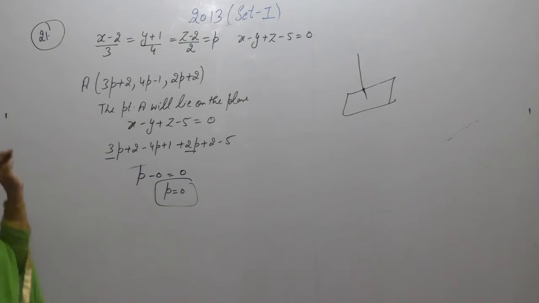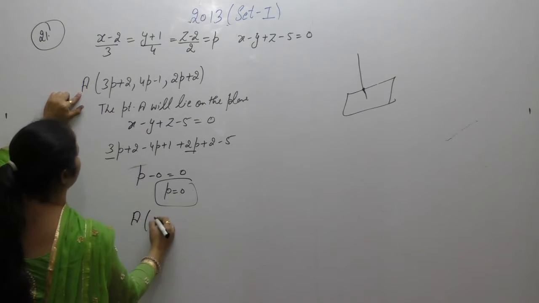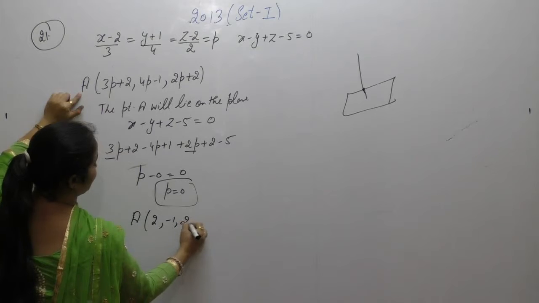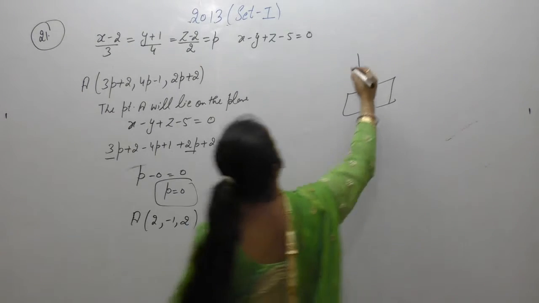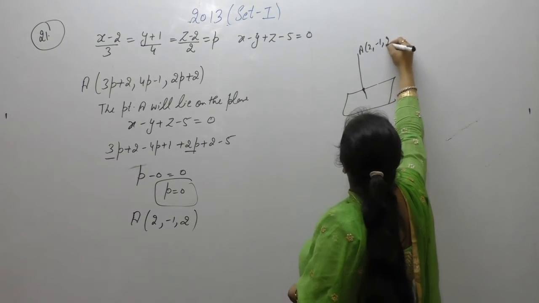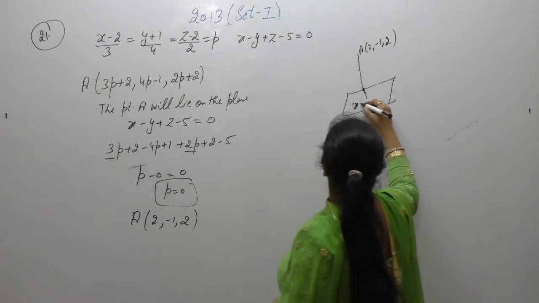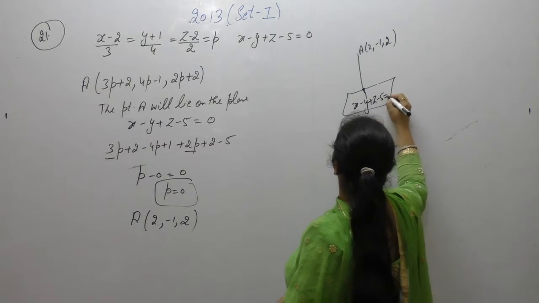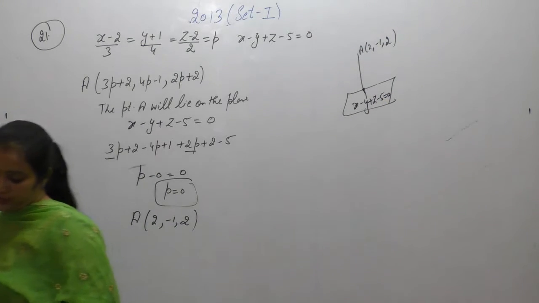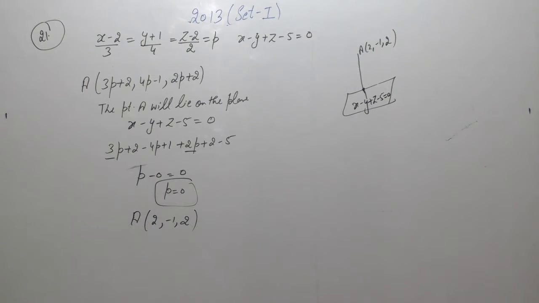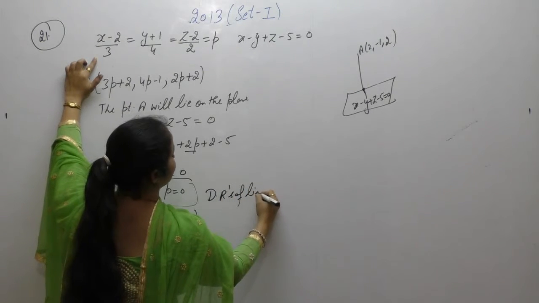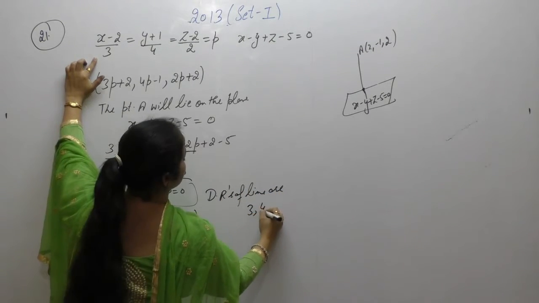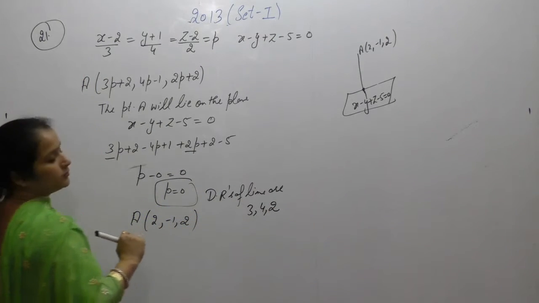Put the value of p as 0. A is 2, minus 1, 2. So the point A is (2, minus 1, 2). The plane is x minus y plus z minus 5 equals 0. Now we want to find the angle. The direction ratios of the line are 3, 4 and 2.